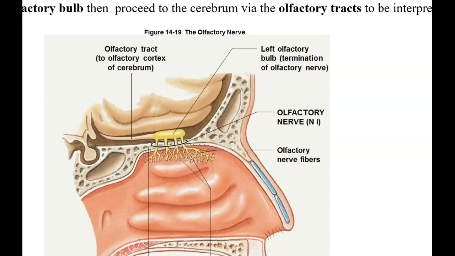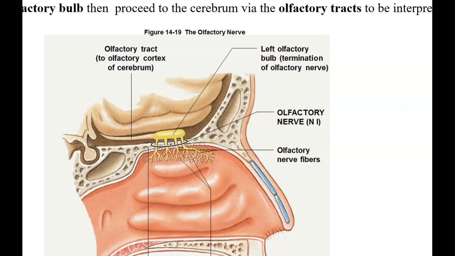They pass from the roof of the nasal cavity through the cribriform plate of the ethmoid bone, and they form the olfactory nerves. They synapse in that bigger yellow bulb, the olfactory bulb, and then they proceed directly into the cerebrum via the olfactory tracts. This information, the sense of smell, is interpreted in the temporal lobe. So they're very specialized, carrying smell, which of course also impacts taste.